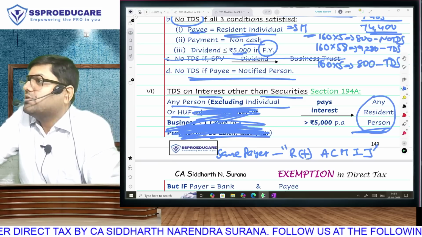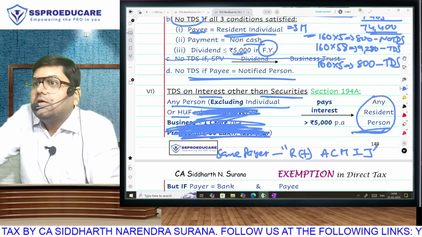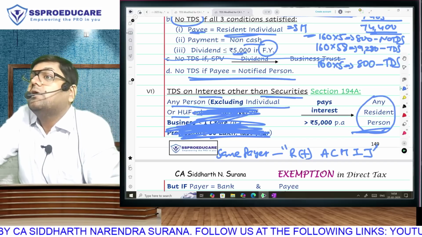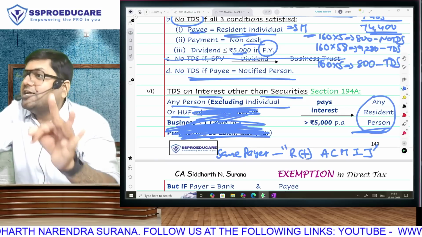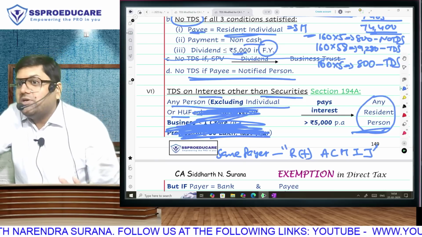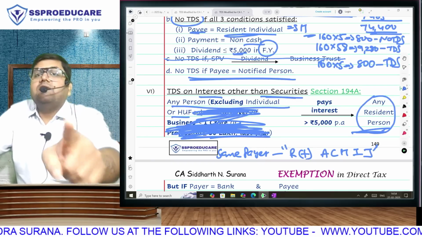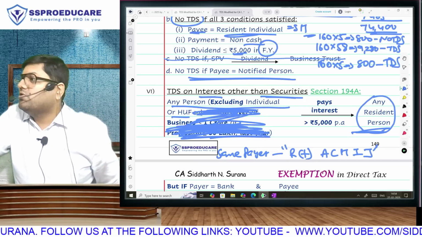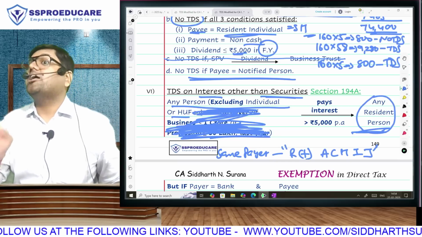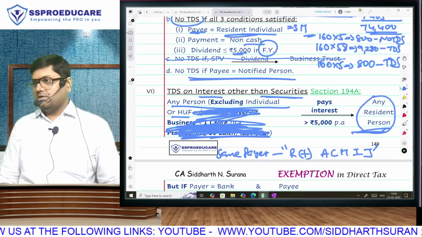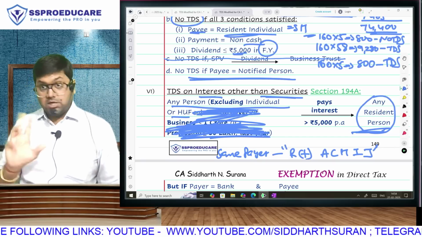False. But for the receiver, it is exempt? False. It is taxable. But individual HUF will not deduct TDS. We don't want to put the burden of TDS duties on small individual HUF. That means companies, firms, LLPs, AOPs, they will deduct TDS. We don't want to unnecessarily increase the burden of TDS duties of individual HUF. So, we are removing them from the definition of payer. You understood? Still not complete, huh?